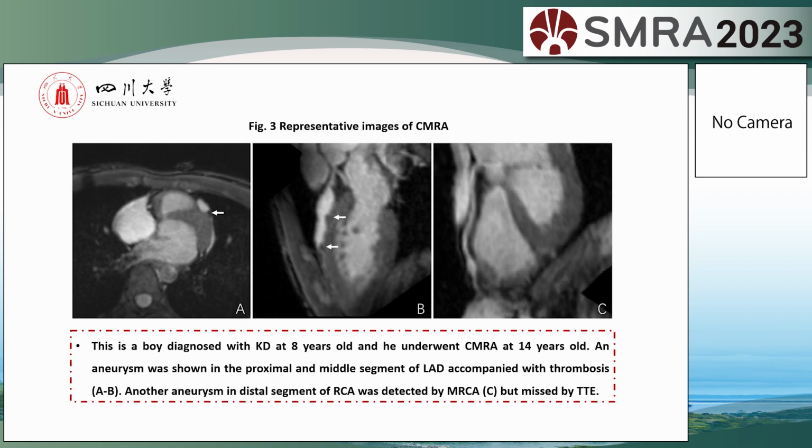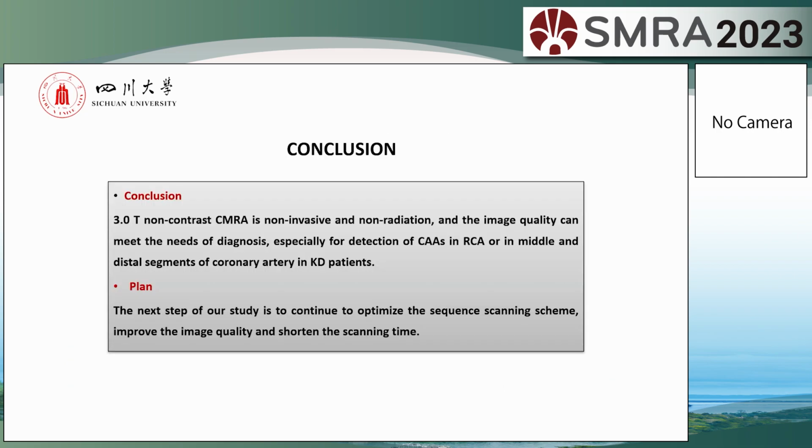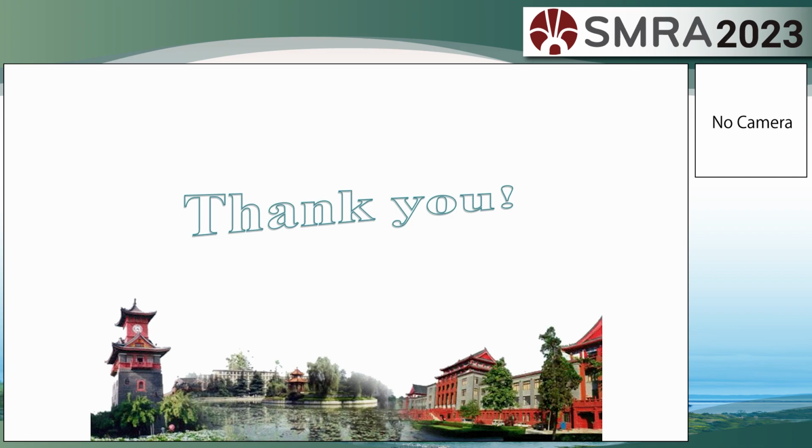The figure is a representative image of CMRA. Aneurysm in distal segment of RCA was detected by CMRA but missed by echocardiography. The 3T non-contrast CMRA is non-invasive and non-radiation, and the image quality can meet the needs of diagnosis, especially for detecting CAAs in RCA and in middle and distal segments of coronary artery in KD patients. Thanks for your listening.